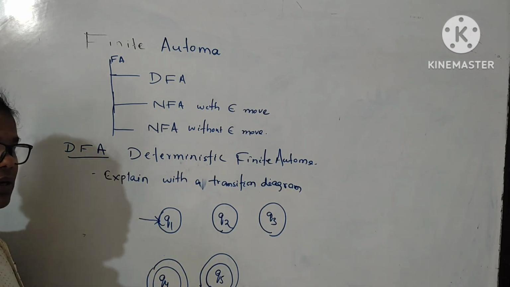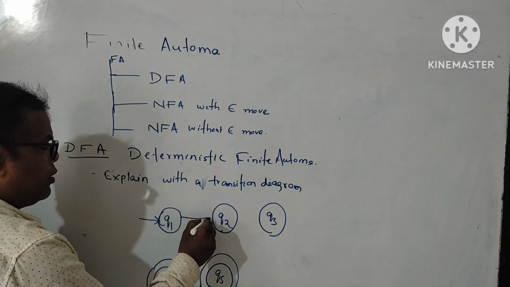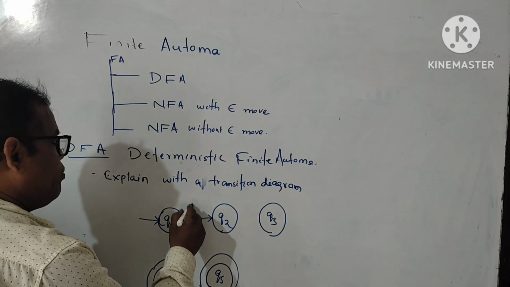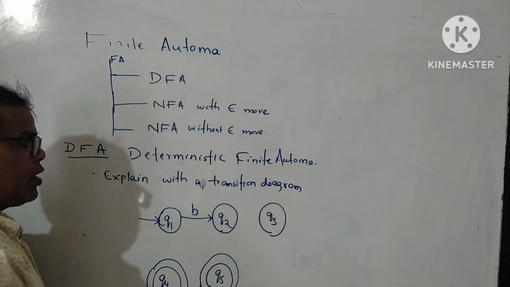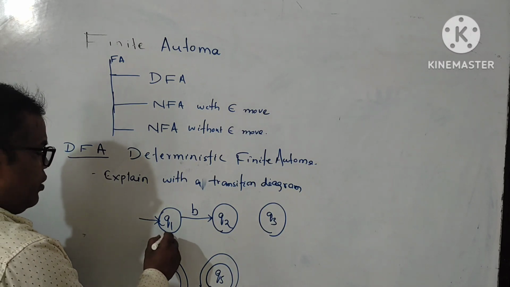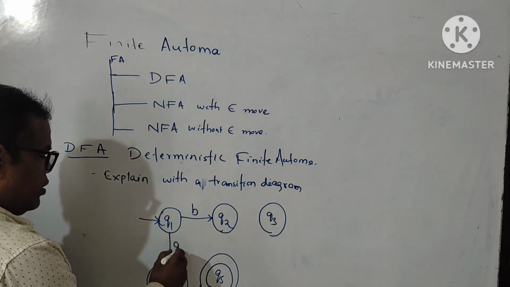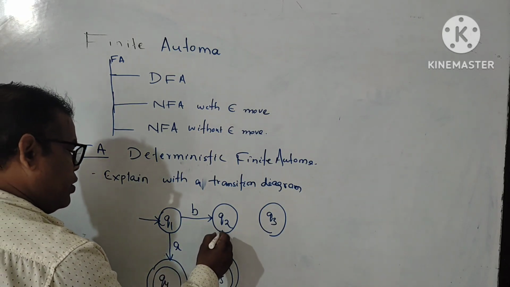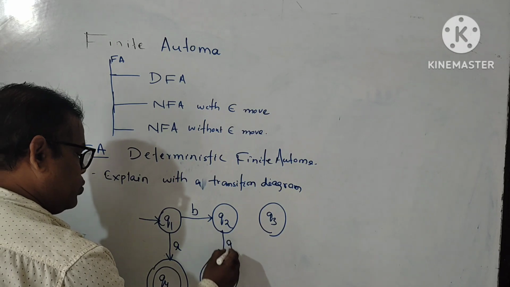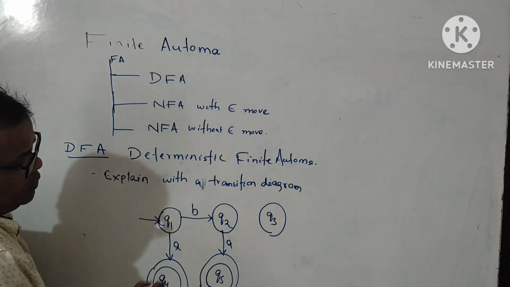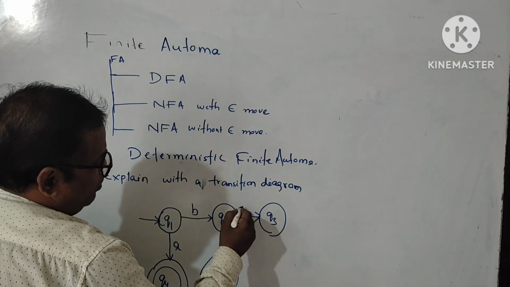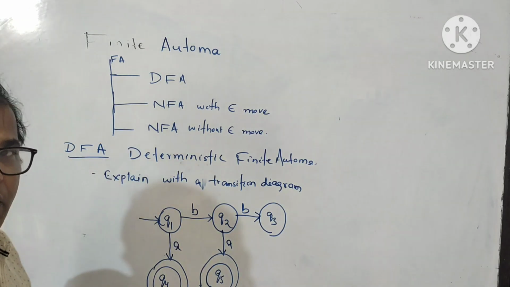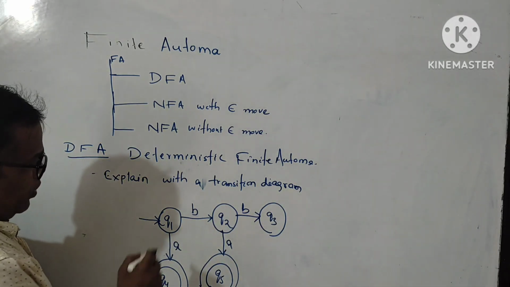So what happens here? If you are giving input B, it goes to the state Q2. If you are giving input A, it goes to the state Q4. If you are giving input here also, it goes to Q5. Similarly, if you give input B here, it goes to the Q3 state. Okay. So, what is the idea?